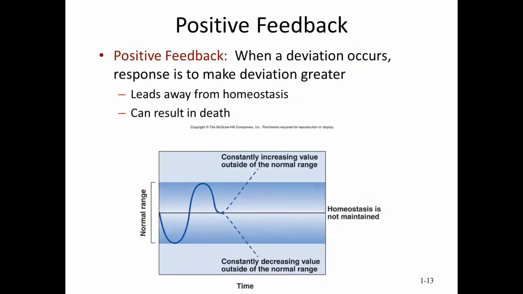Positive feedback: when a deviation occurs, the response is to make the deviation greater. And this leads away from homeostasis, and it can also result in death. A couple of normal instances of positive feedback would be childbirth. You get a contraction, which leads to a stronger contraction, which leads to a stronger contraction, until finally the baby is born, the placenta is delivered, and that stretch on the uterine wall is no longer there, and the positive feedback stops.